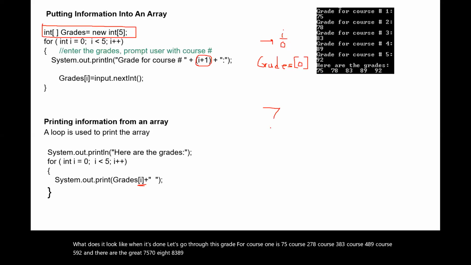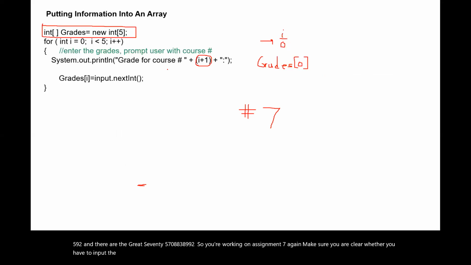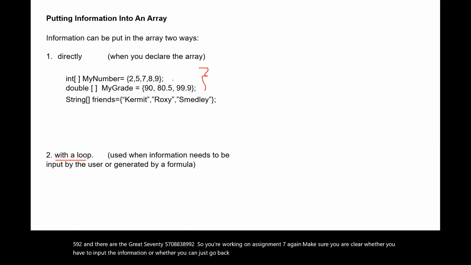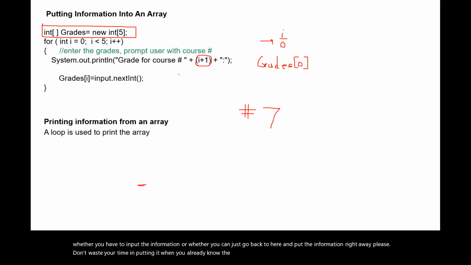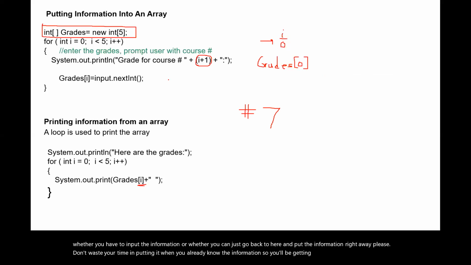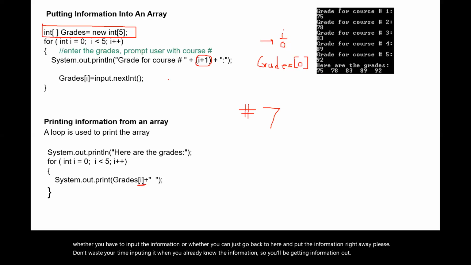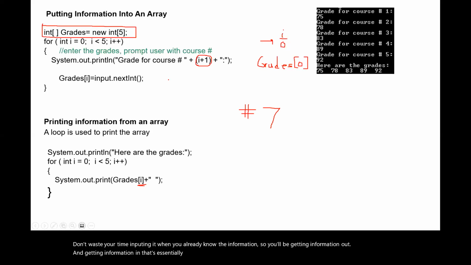So you're working on assignment number 7. Again, make sure you are clear whether you have to input the information or whether you can just go back to here and put the information right away. Please don't waste your time inputting it when you already know the information. So you'll be getting information out and getting information in. That's essentially all you're doing in assignment 7.